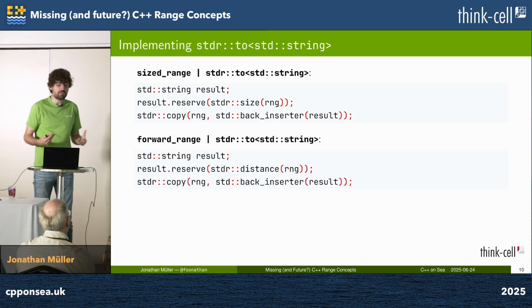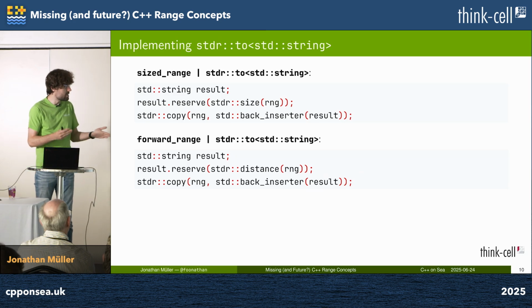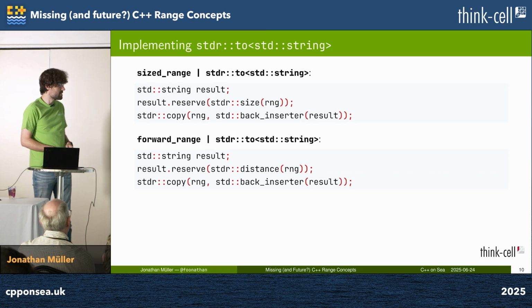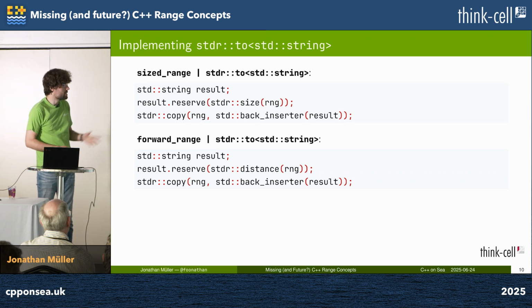If we're having a forward range, then we don't have a size, so instead we call distance. What distance does is it iterates over all the characters of the range and counts them, and this gives us the size, and then we call reserve. And this is still more efficient than eagerly reallocating every so often. So this is presumably what the implementation does.